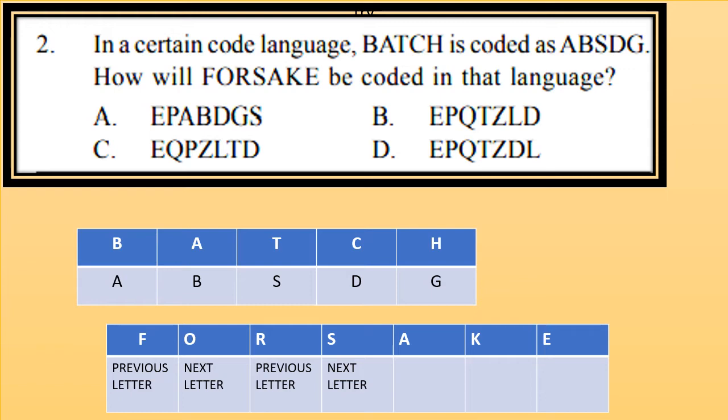Now make a table for forsake. Now for F the code will be the previous letter. For O, the next letter. For R, the previous letter. For S, the next letter. Like that you find the code for forsake.